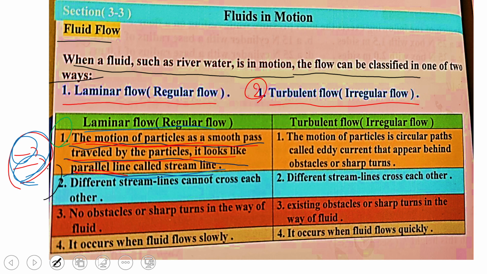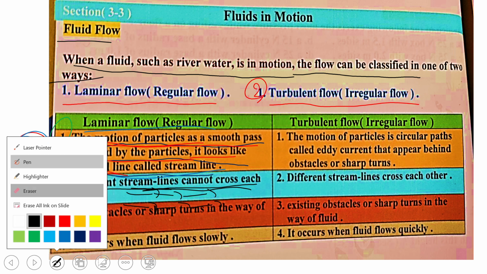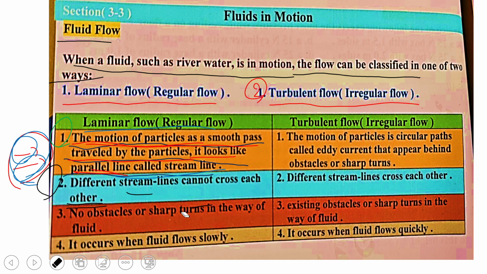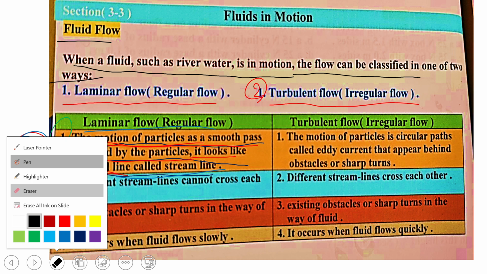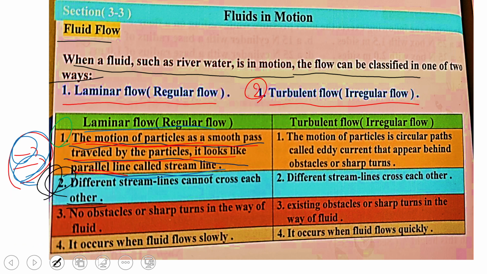The second property: different streamlines cannot cross each other. Even though we said the same thing, it's written here, it's not new, because we said the direction of the moving water, both of them, is like that. It's parallel. So these two lines never intersect. They are going in a straight line. We say that different streamlines cannot cross each other. They never intersect because they are parallel lines, because it's regular. They are going in the same direction. Okay, this is about the second property.